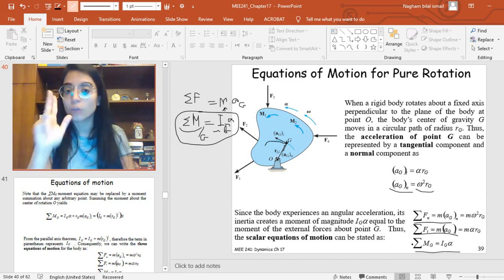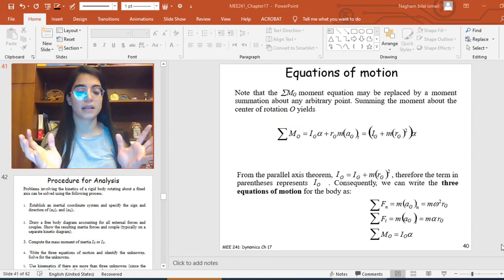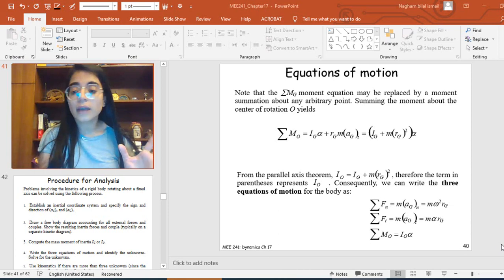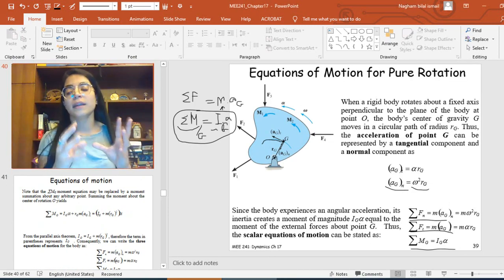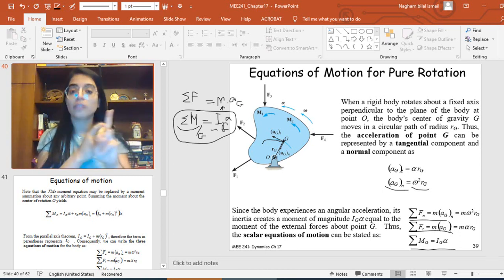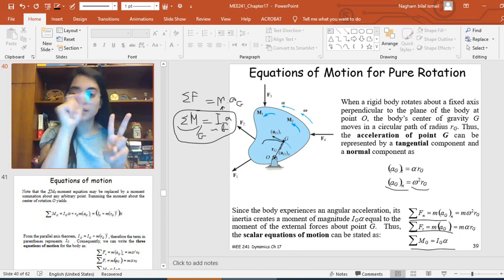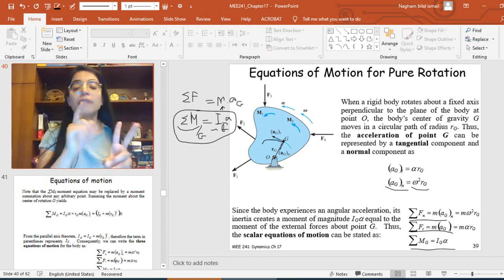Now, what if I want to find the sum of moments around an arbitrary point that is different than the center of mass? You have to know, guys, that if I want to find the moment around any point, I need to find the resultant force moment. I know that this resultant force is located at the center of mass, and I know the distance from this center of mass to this point, so I can find the resultant force moment.